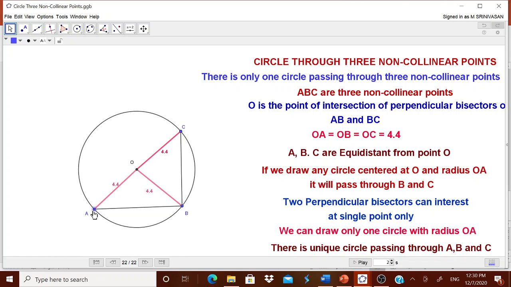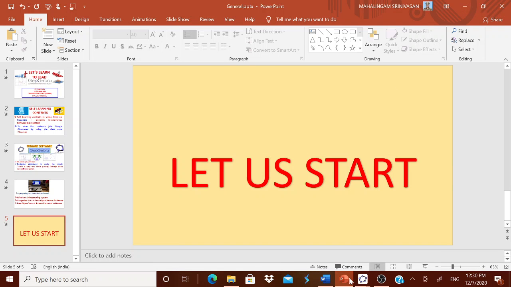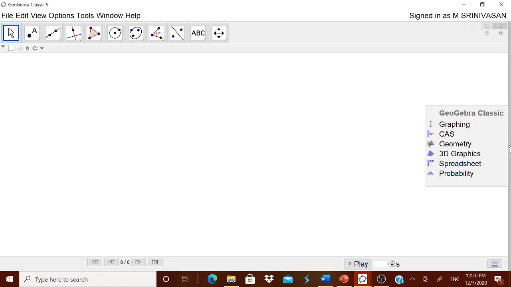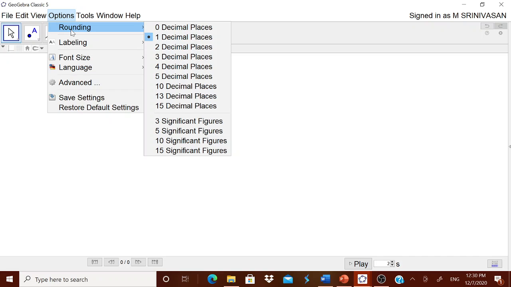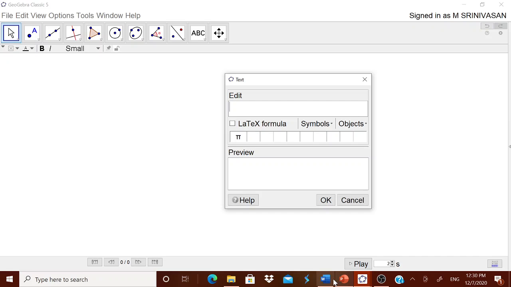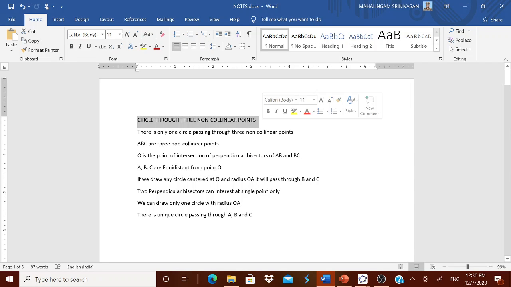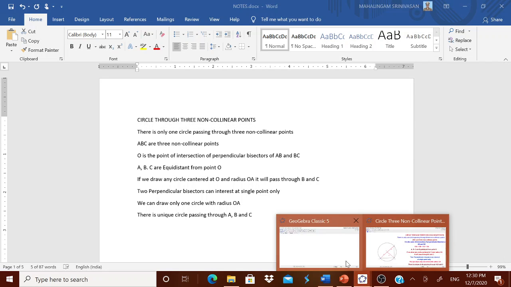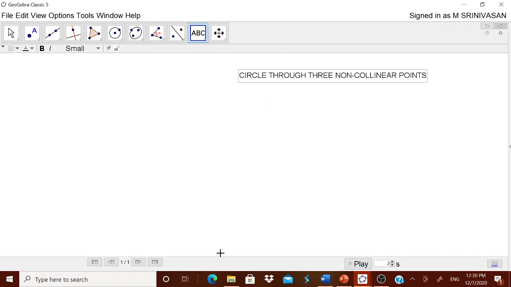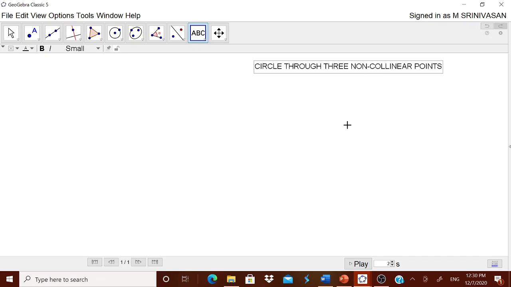Let us try to design this dynamic worksheet from scratch. For that, I have taken a GeoGebra Classic 5 worksheet. I have selected geometry view, and I have taken the option rounding off to one decimal place and labeling of new points only. As usual, I will start with the heading. I already typed everything and kept it ready. It is always better to have the heading and some kind of explanation for the children so that they can enjoy this. And I already activated the navigation bar so that if you go step by step, you can give the children an interactive way of learning.